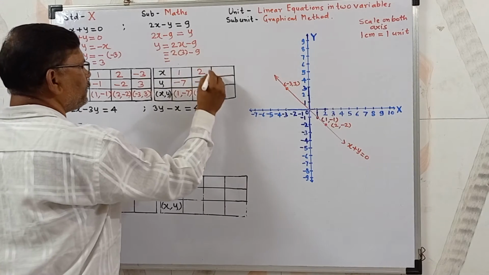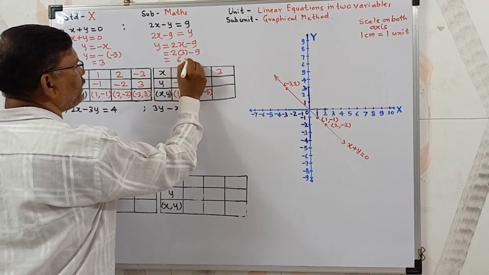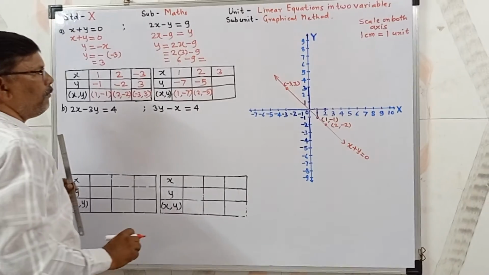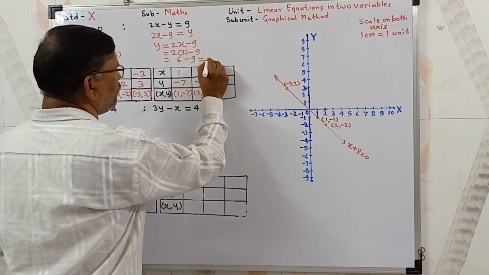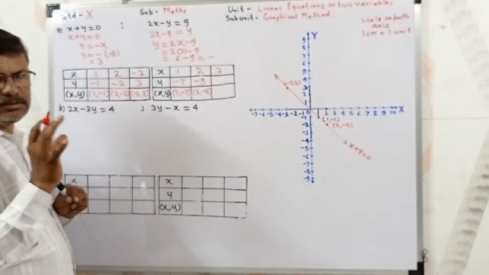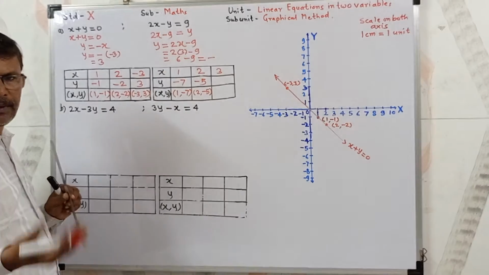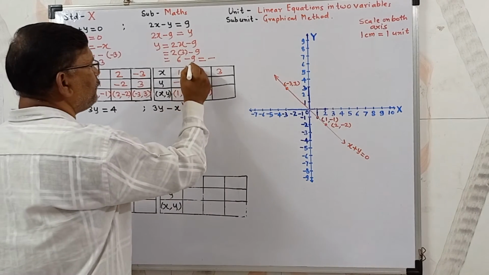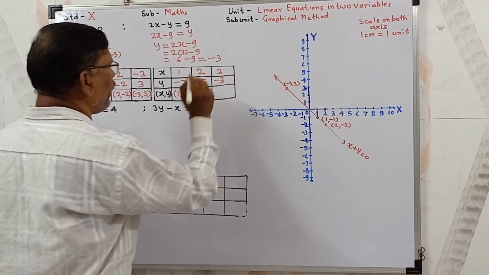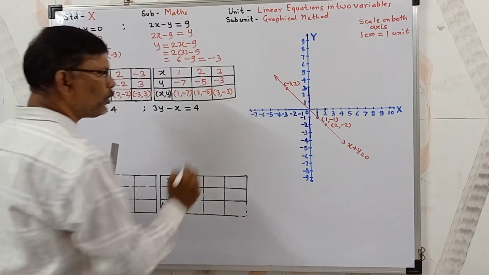Now we take x equal to 3. 2 into 3 is 6. 6 minus 9. There also the bigger number has the minus sign. So write first the sign of the bigger number, then both the numbers have different signs, so do subtraction. 9 minus 6 is 3. Minus 3. y is equal to minus 3. The point is 3, minus 3. Okay.